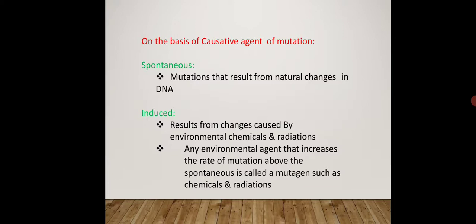Spontaneous mutations are the mutations that occur without a known cause. It occurs naturally. It occurs randomly. It doesn't require any type of mutagenic agent. That is termed as spontaneous mutation. And second is induced mutation. We induce the mutation by using any chemical agent or any physical agent. That is termed as induced mutation.